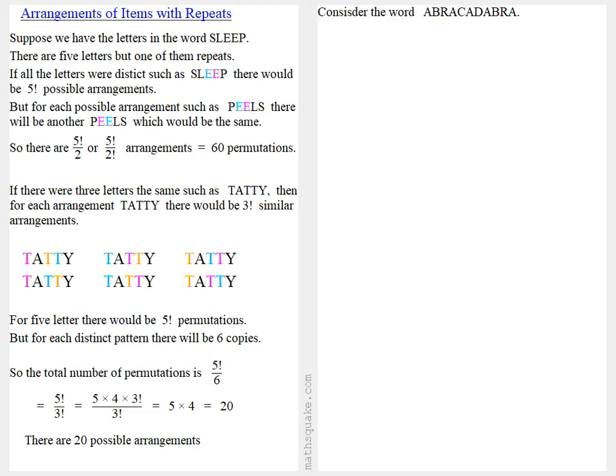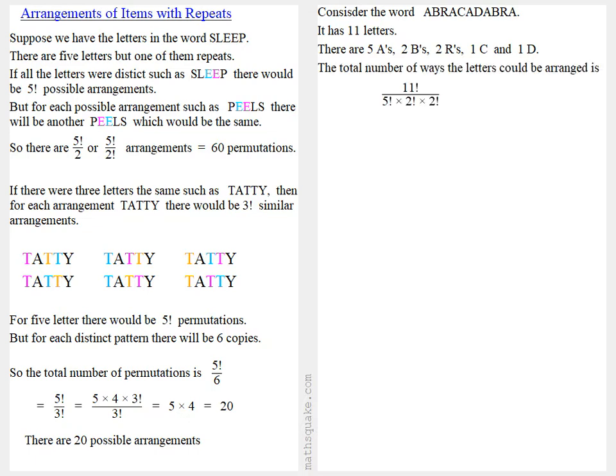Let's look at another word. Consider the word abracadabra. It has 11 letters. There are 5 A's, 2 B's, 2 R's, 1 C and 1 D. So the total number of ways the letters could be arranged is 11 factorial, but we divide it by 5 factorial because there are 5 identical A's. We divide it by 2 factorial because there are 2 identical B's, and we divide it by 2 factorial again because there are 2 identical R's.